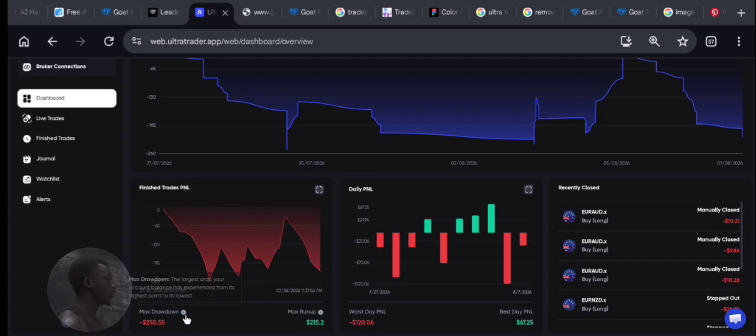You can see my max drawdown here is around minus $250. My max run-up, the max amount of money I've made from the lowest point to the highest, is around $215. And you can also see my daily PNL. It's from the 27th, 28th, 29th.